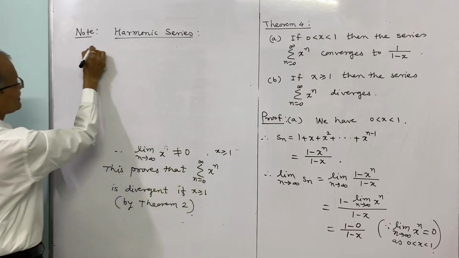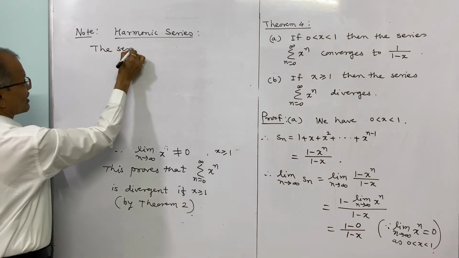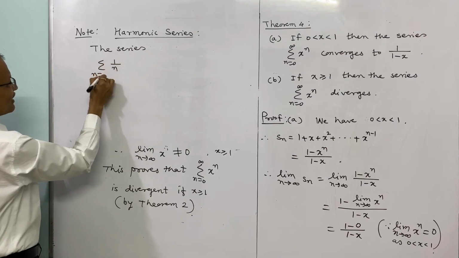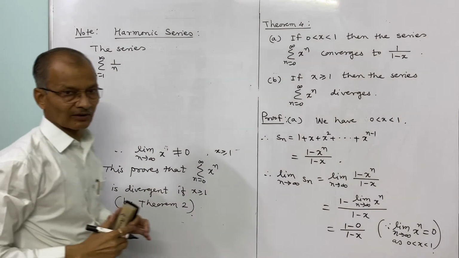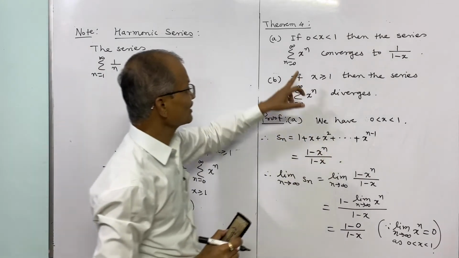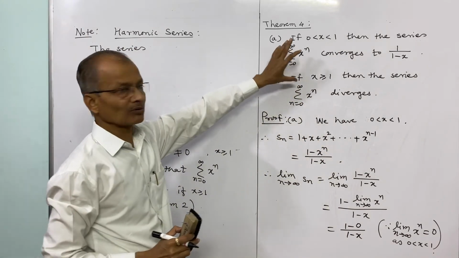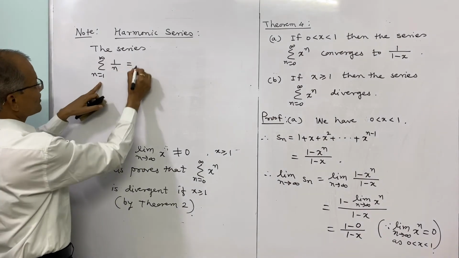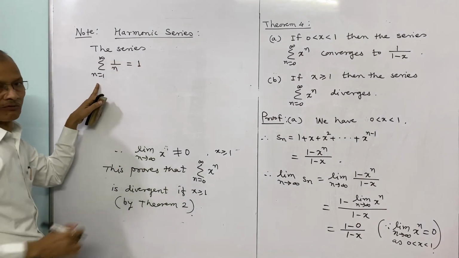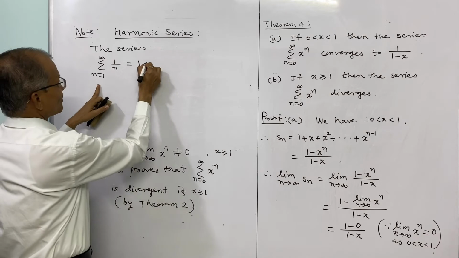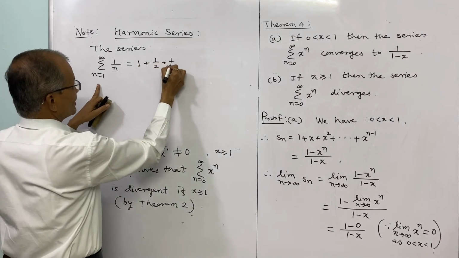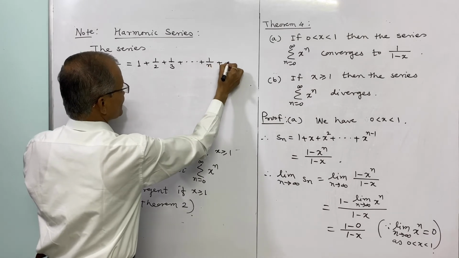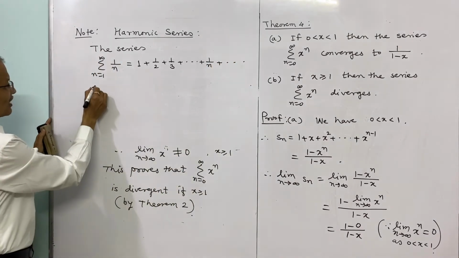So the series summation 1 by n. Here n will take values 1 to infinity. Only for geometric series we are considering n taking value 0 to infinity. So you note this. The first term is obviously 1, 1 over 1 is 1, plus 1 over 2, and 1 over 3, and so on. The general term is 1 over n. This is known as harmonic series.